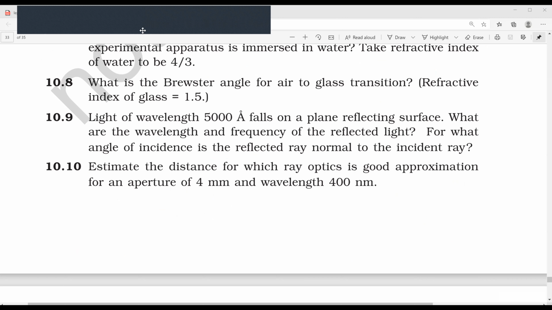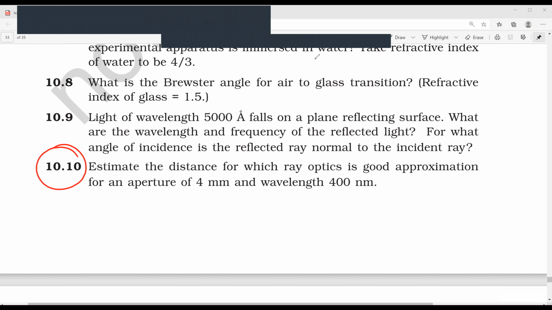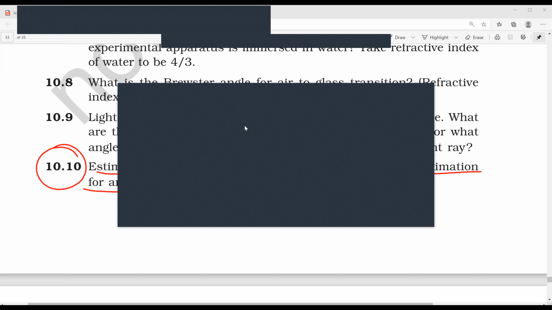So next one, 10.10. What they ask: estimate the distance for which ray optics is good approximation for an aperture of 4 millimeter and wavelength 400 nanometer. So let us see how to solve this one. This is 10.10.